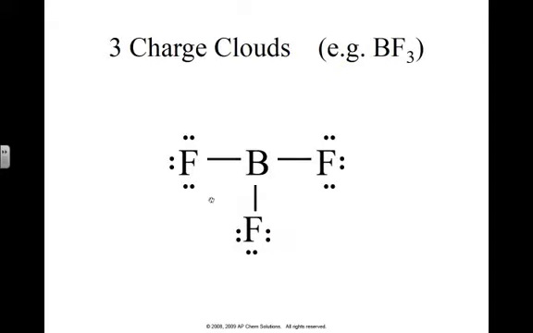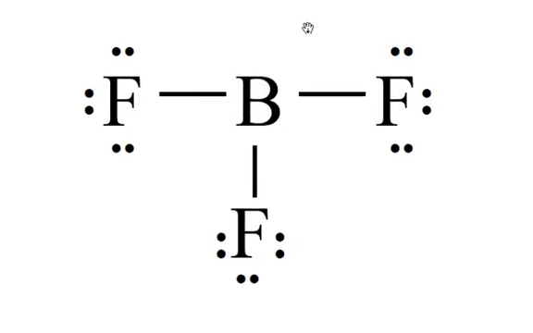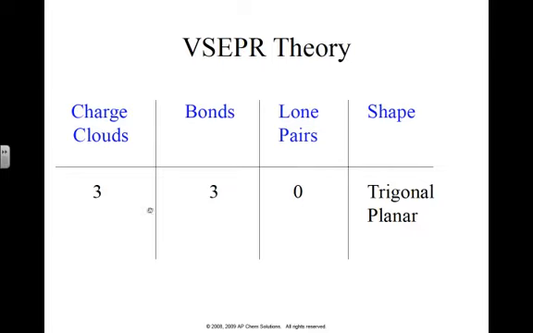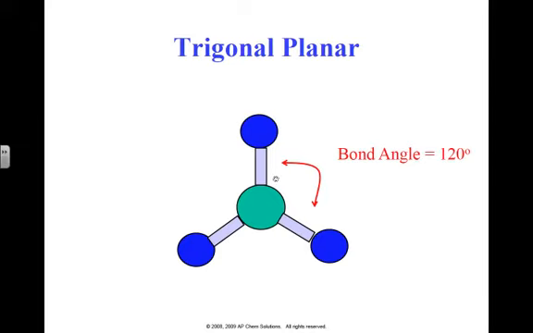180 degrees. BF3, if you'll notice, once again, this is a violation of the octet rule, less than 8. Okay, I see three areas where there's electrons, charge clouds. Three types of bonds, zero lone pairs. We call this trigonal planar. Trigonal planar. And what is this bond angle right here? 120 degrees.